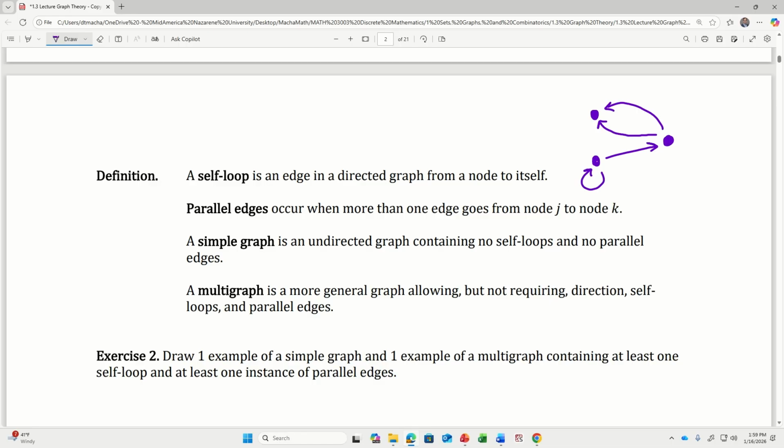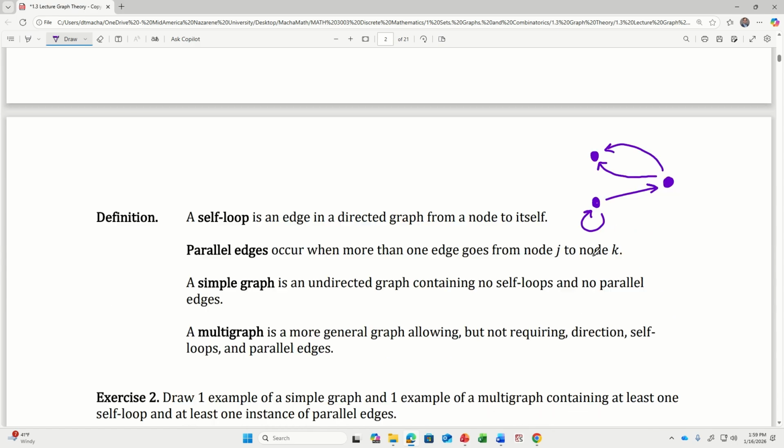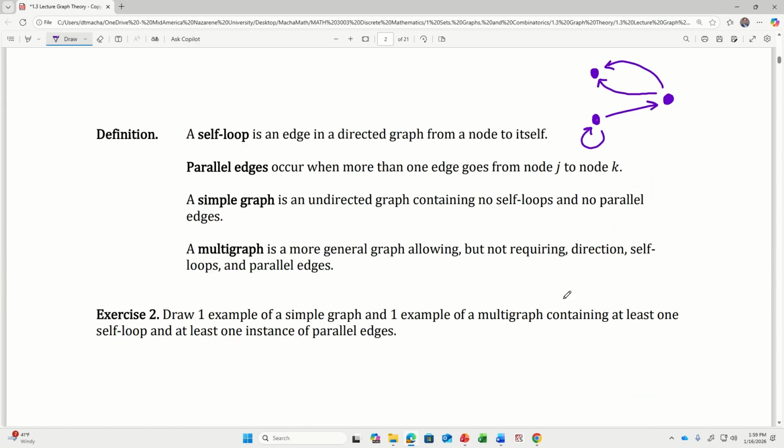Exercise 2 would say draw one example of a simple graph and one example of a multigraph. Well, we've already kind of done that. Here are some simple graphs. And then there's a multigraph containing at least one self-loop and at least one instance of parallel edges. Okay.